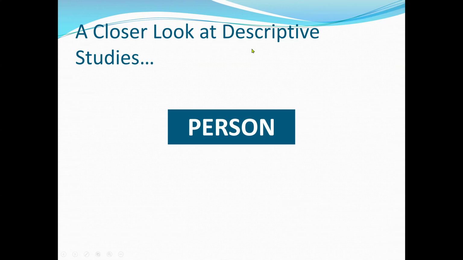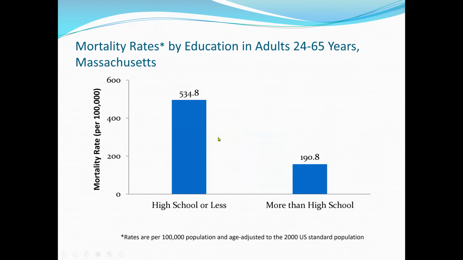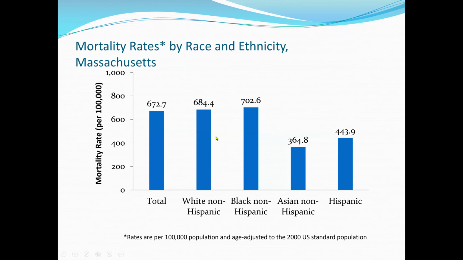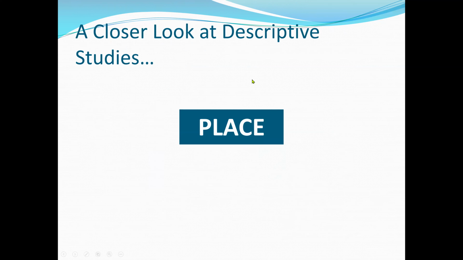So a closer look at the descriptive studies here, we say the person. Is it by the age, the race? For example, here we have race and ethnicity, percentage of the disease, mortality rate, by education or other factors within a person. Then next will be the place, location.